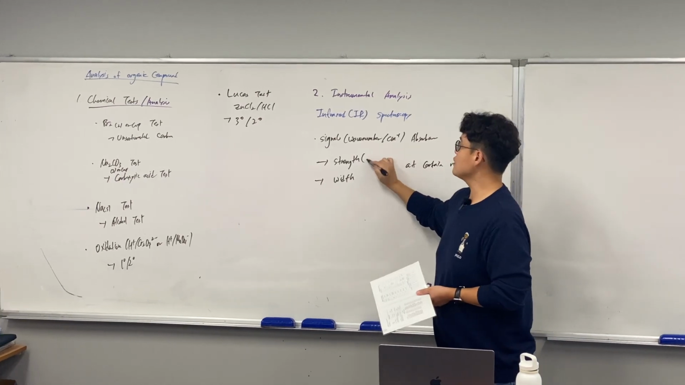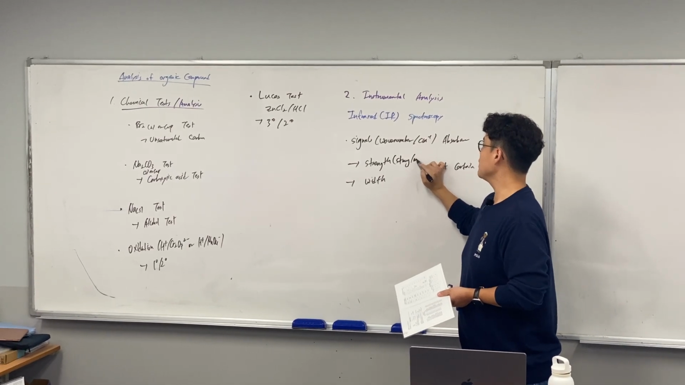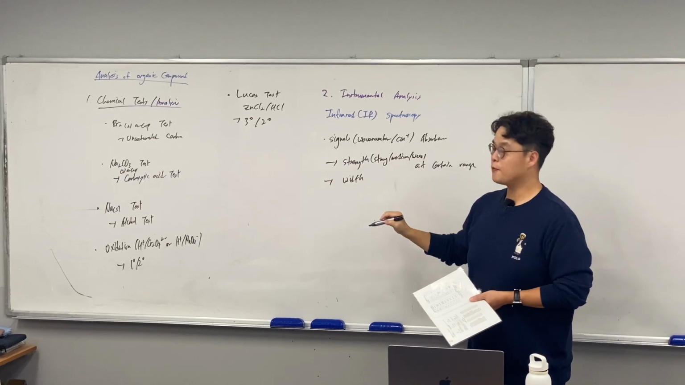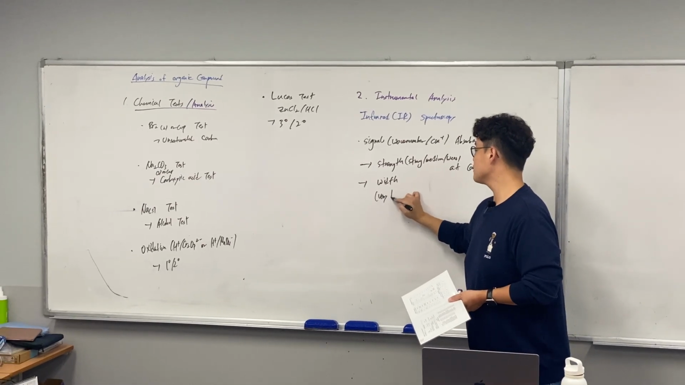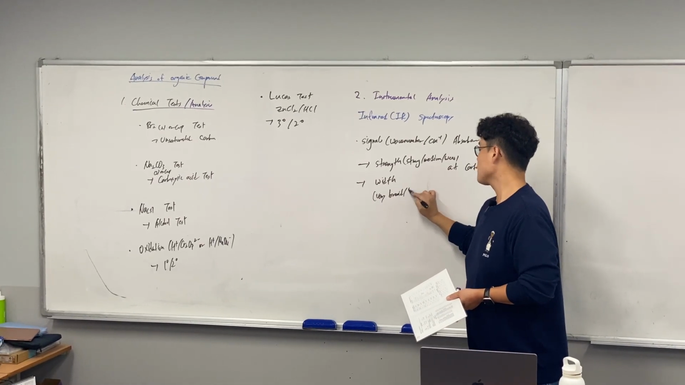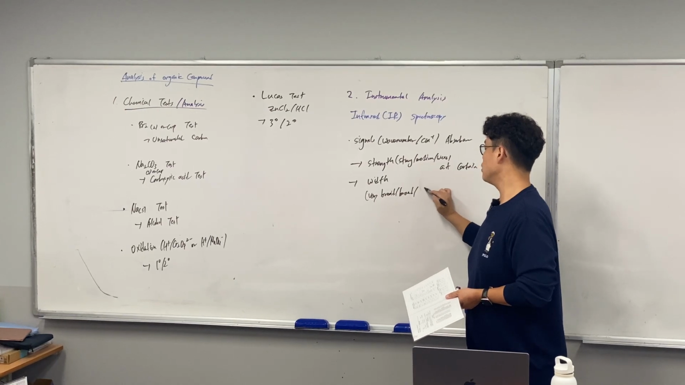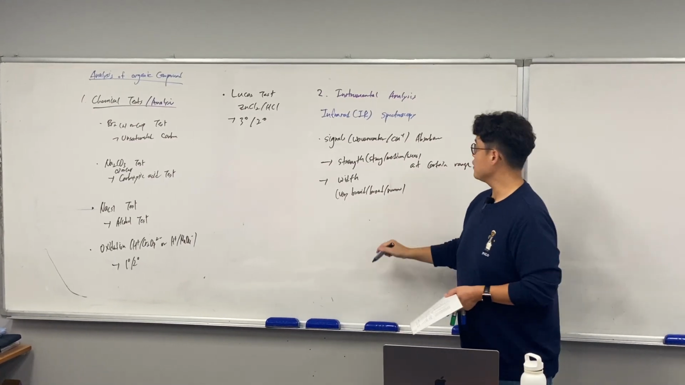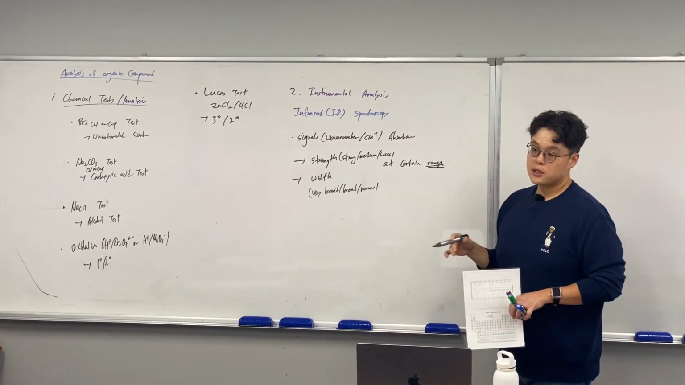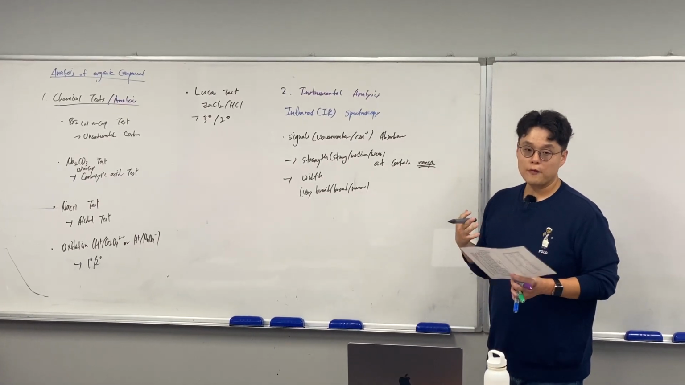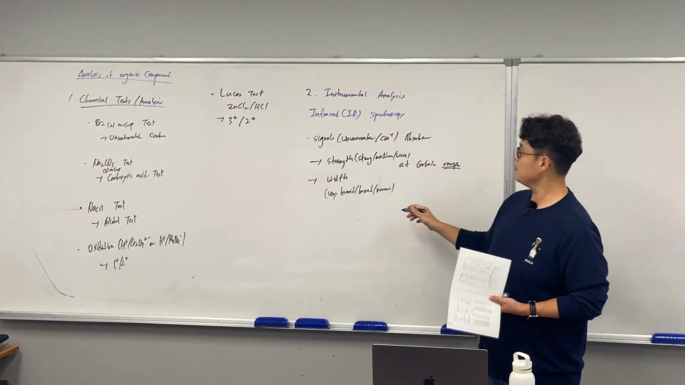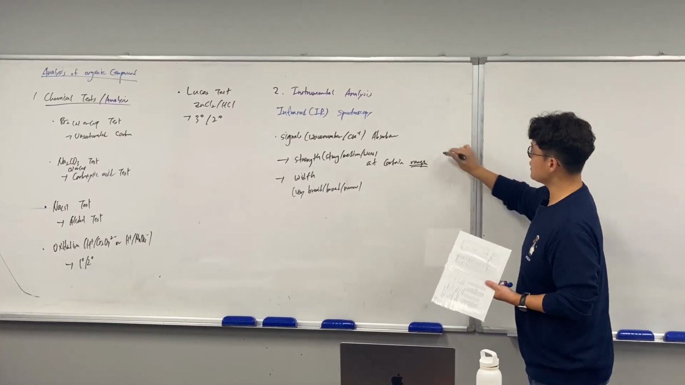Strength could be strong, medium, or weak. Width could be very broad, or narrow, or medium. And the range is the one that tells about where exactly, specifically what functional group we have. So what you need to remember is a bit of a summary of the infrared, guys.